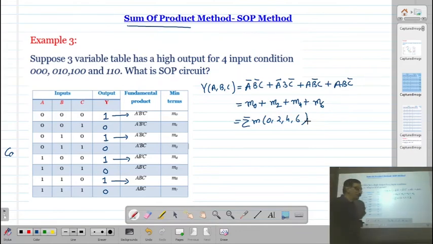Now what will be the SOP circuit? Here you can draw the variables, then use the AND gate or the NAND gate, and then you can draw this circuit. Here I am not going to draw the diagram, but you can do it by yourself. Okay? So the main thing is how to write the SOP expression.